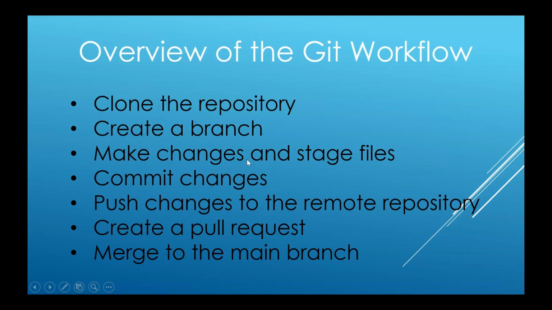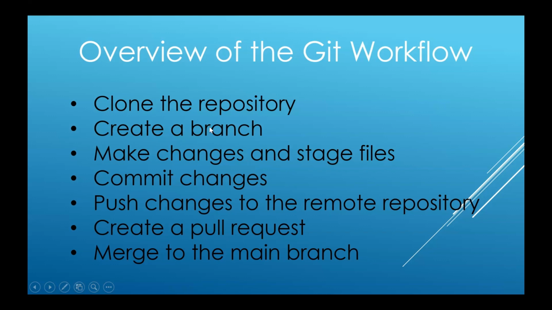Even if you are working with Git, you will have to follow this approach if you want to work in Git. So first is to clone the repository, create the branch, make changes and stage files. After that, commit changes. Once committed, push the changes to the remote repository. Okay. After this step, your changes will be in the remote repository, but this change will be inside your branch, that will be the feature branch.